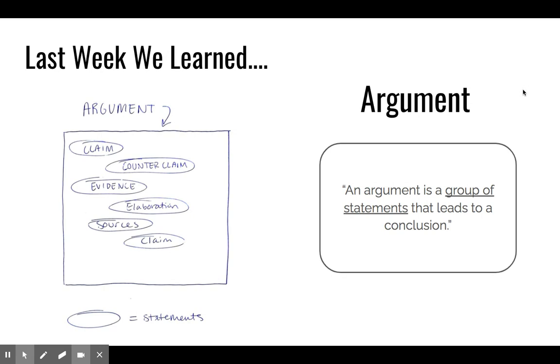Last week was our intro into our argumentative writing unit. We went over a couple of key vocabulary terms. We learned that an argument is a group of statements that lead to a conclusion, and that those statements can be different. You can have claims, counterclaims, evidence, elaboration. They should all look different, and when you put them all together, you create an argument, and you have a conclusion at the very end, that main idea.